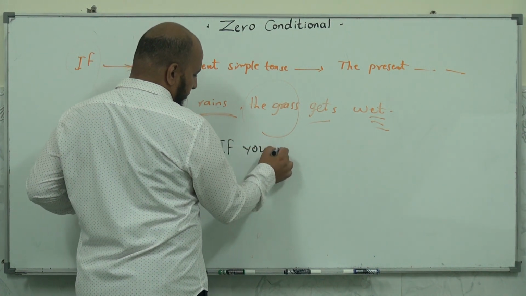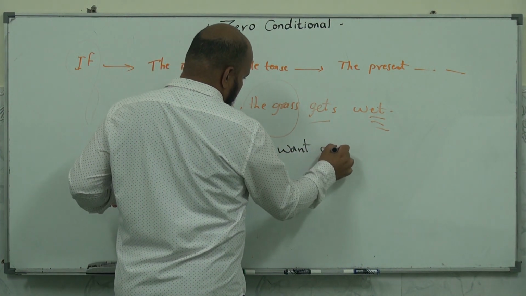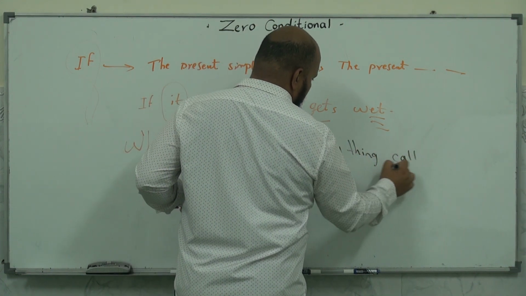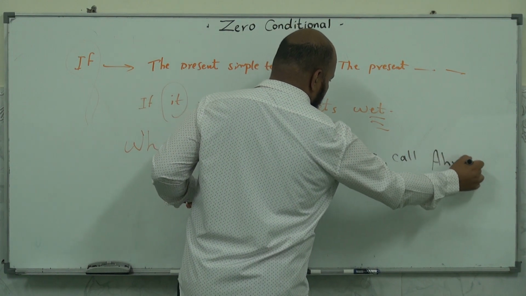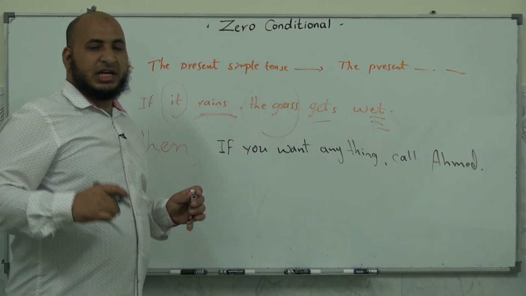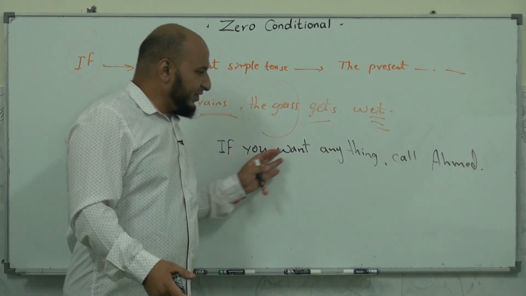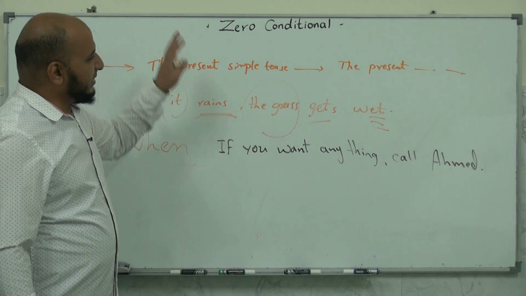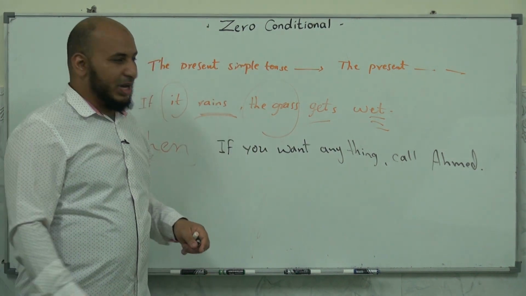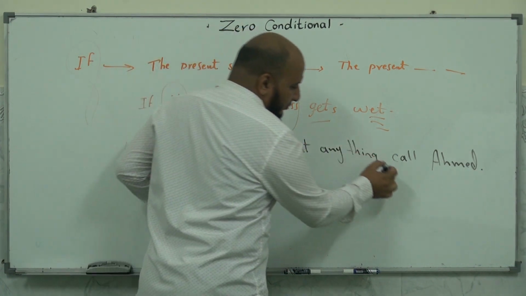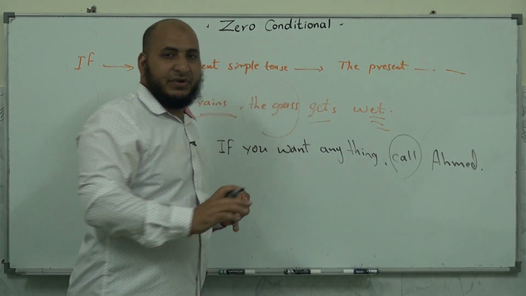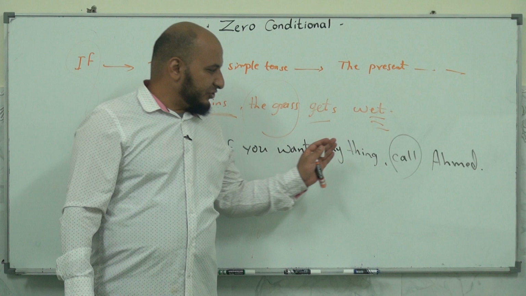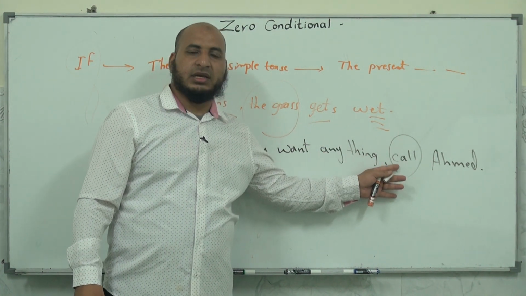Okay, the last thing. If you want anything, call Ahmed. Okay, you can say this is an instruction. If you want anything, call what? Call Ahmed. Okay, all of this is the zero conditional, but for these instructions, you put the verb in the imperative form directly, without any subject or pronoun.